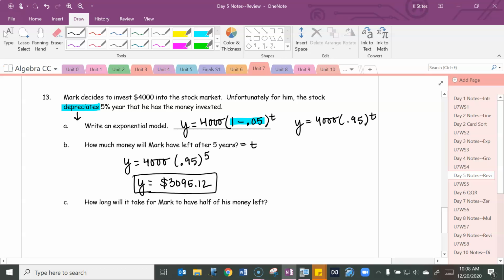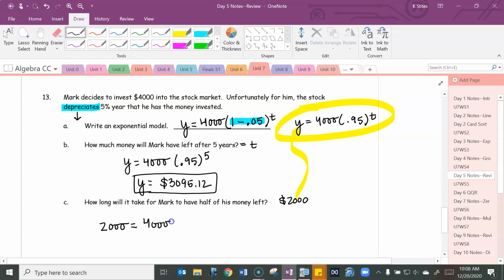And finally, how long will it take for Mark to have half of his money left? Well, he had $4,000, right? If he has half of it left, how much is that? 2,000. And is that 2,000 years or $2,000? It is money, which means it's not going in place of t, it's going to go in place of y. And again, don't worry about what we did in part B. Always go back to your original equation. We're just going to plug 2,000 in right there.